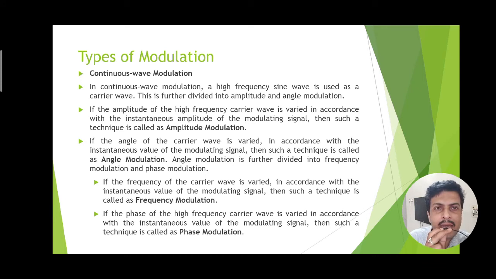Similarly, there is angle modulation in which two parameters are dominating, one is frequency, another is phase. So if the carrier frequency is varied according to the instantaneous magnitude of the message signal, then the resulting modulation is known as frequency modulation. Again, if the carrier phase is varied according to the instantaneous magnitude of the message signal, then the resulting modulated signal is known as phase modulation.